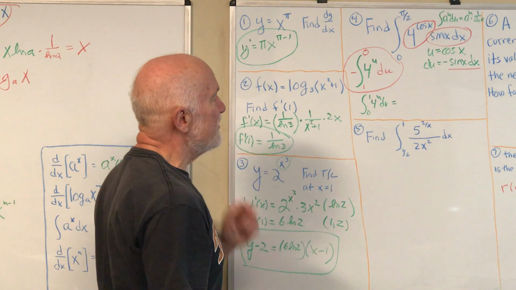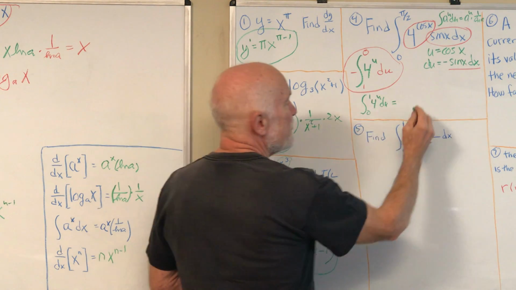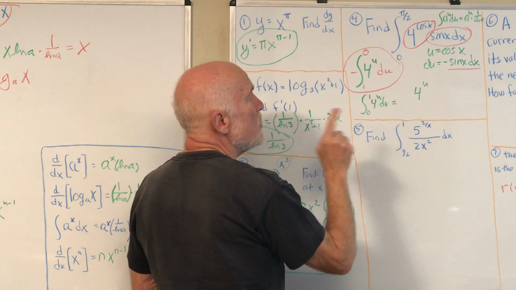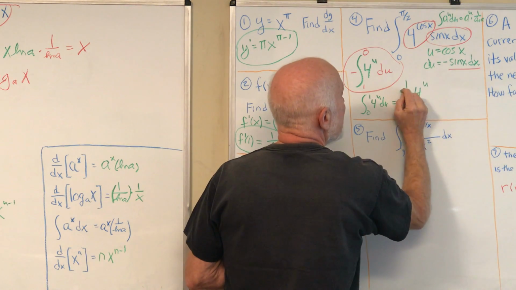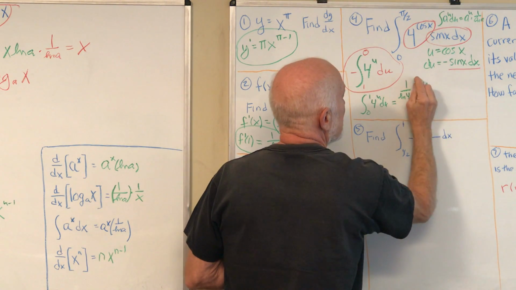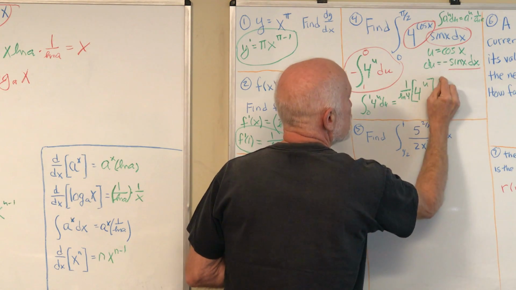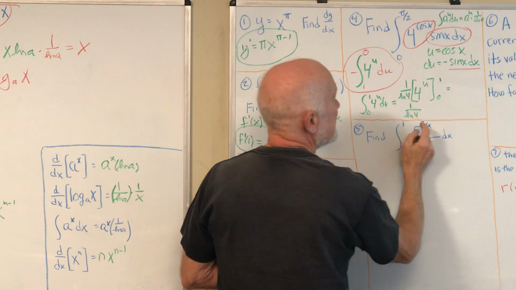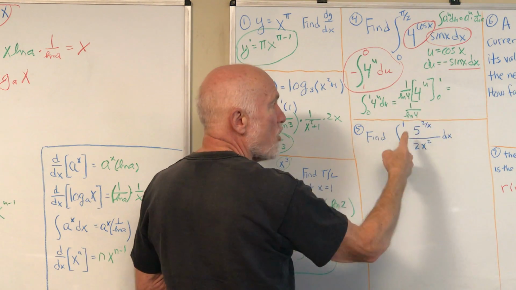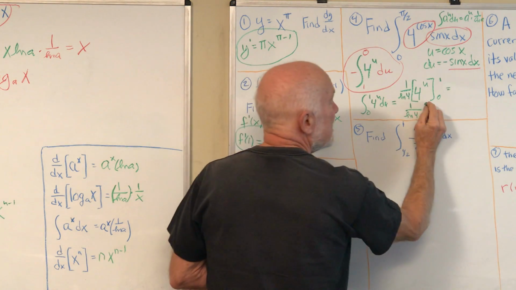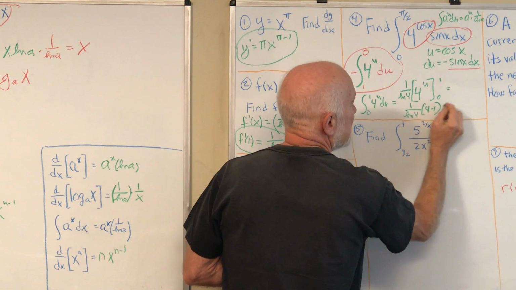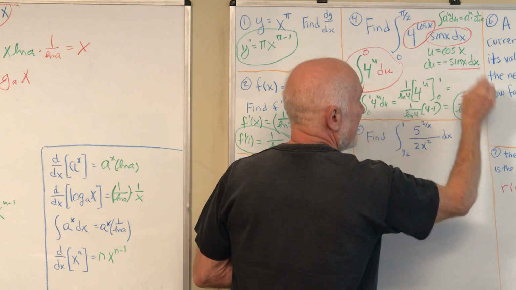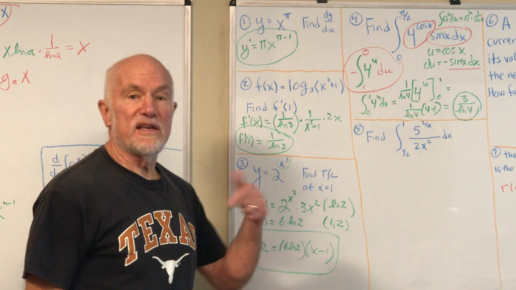So what's the antiderivative? The antiderivative of 4 to the u is 4 to the u. It just has this new pesky constant, 1 over the natural log of 4. And then I go from 0 to 1. So I get 1 over the natural log of 4 times 4 to the first power, 4, minus 4 to the 0 power, 1, I get 3. So 3 over the natural log of 4. Again, that's just a number. That's the answer to that definite integral.